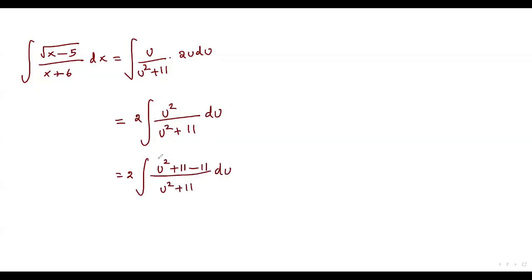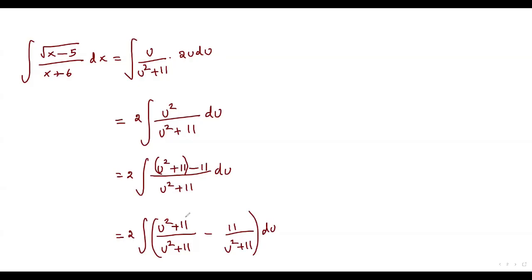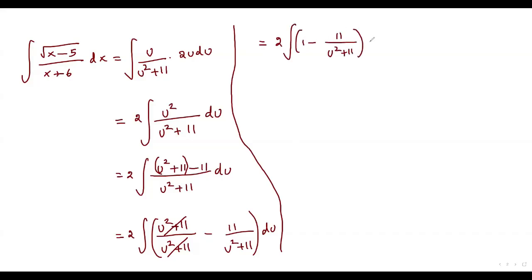Okay, now I consider this u square positive 11 as just one term. This is another term. Here we have subtraction of two terms, and the common denominator is u square positive 11. Since u square positive 11 is a common denominator, it can be taken as a denominator separately for this and this. Then I'm getting 2 times integral u square positive 11 over u square positive 11 negative 11 over u square positive 11 times du. Now this u square positive 11 and u square positive 11 will cancel out. Then I'm getting 2 times integral 1 negative 11 over u square positive 11 du.